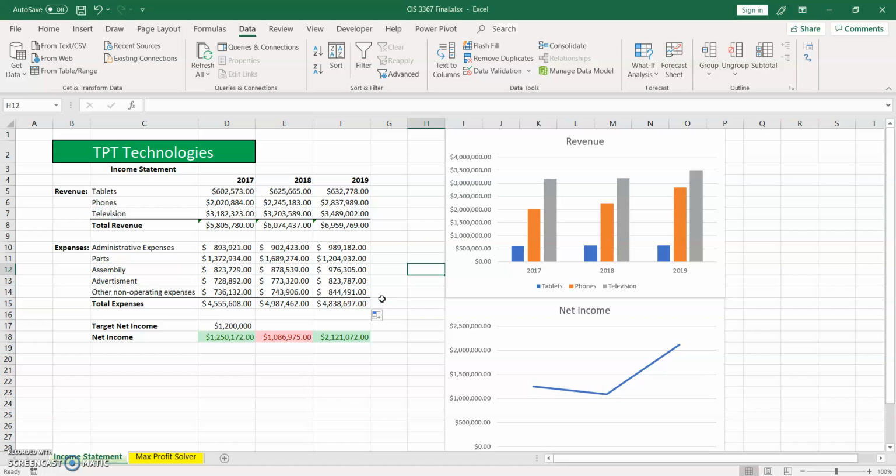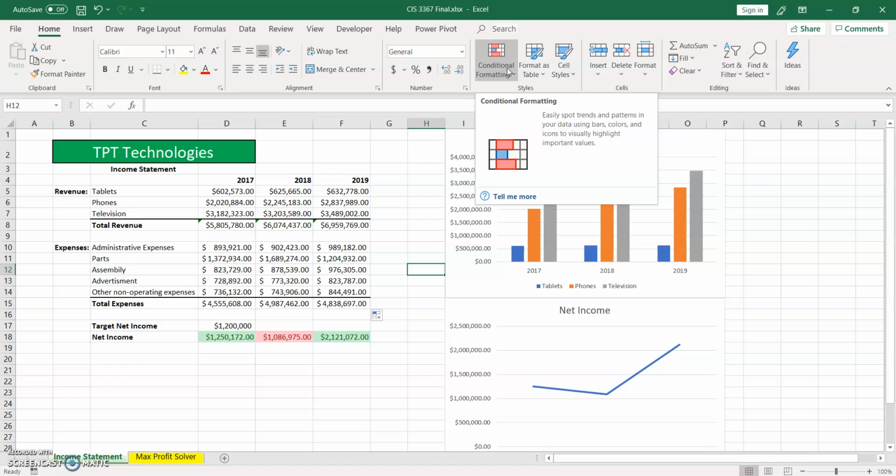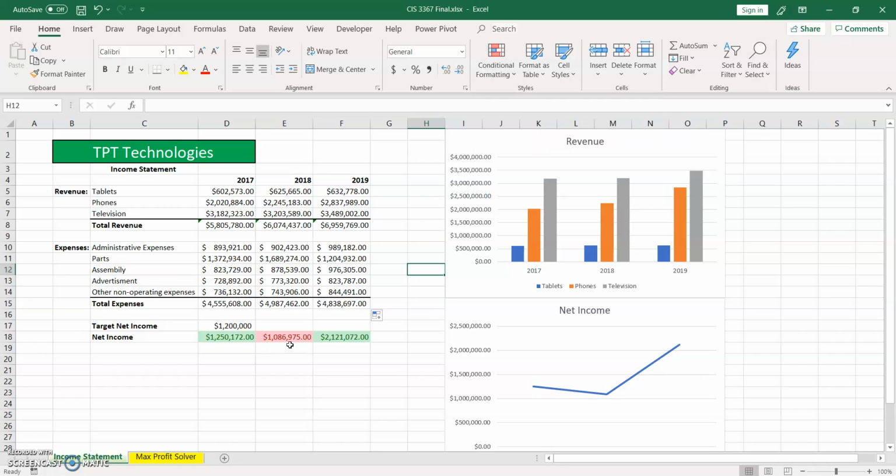So for this company, I've set up a target net income, which is 1,200,000. And the reason why I did that is I wanted to show that conditional formatting in Excel is a very easy way to showcase whether a certain goal or target that a company sets is met. So we can see that in 2017 and 2019, that target was met or exceeded. But in 2018, it wasn't. And this is a good indication for a financial team to potentially look into what caused that.